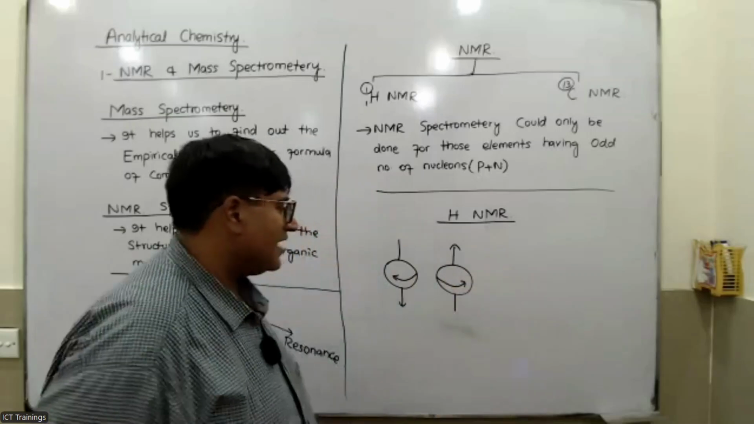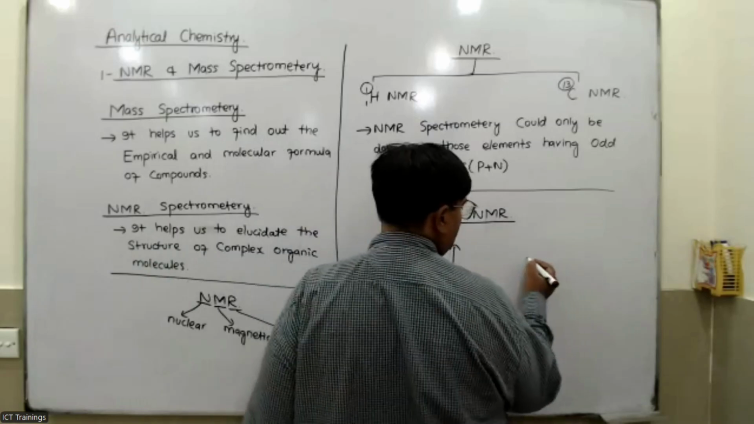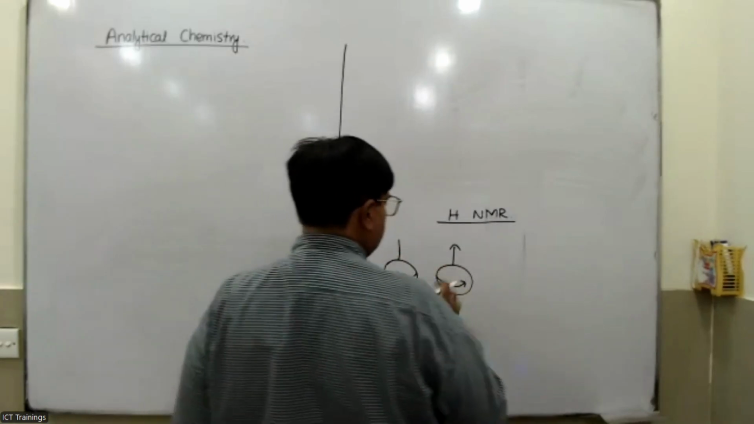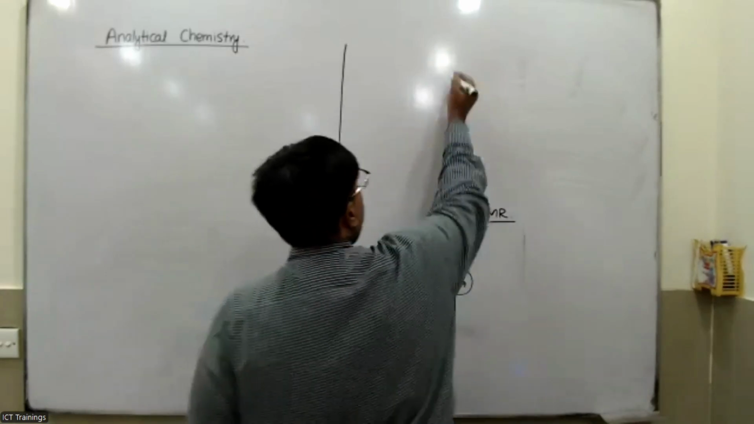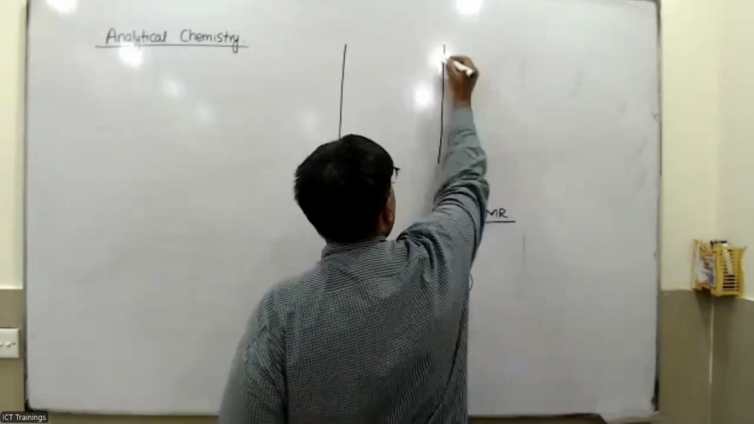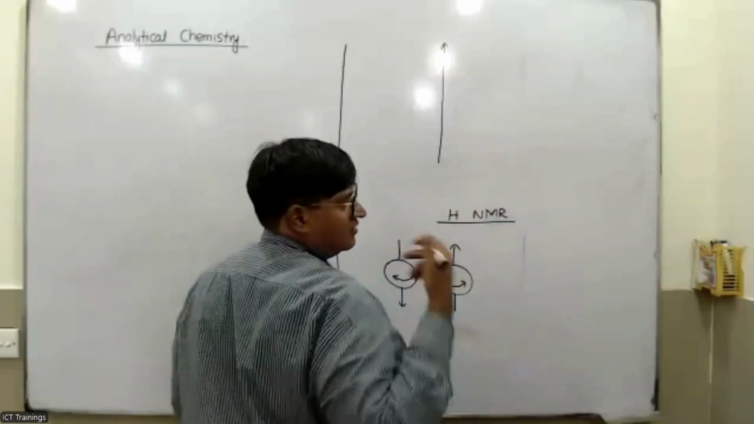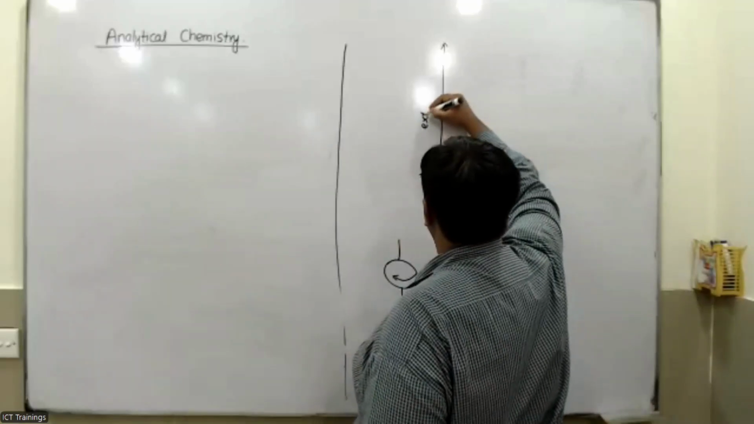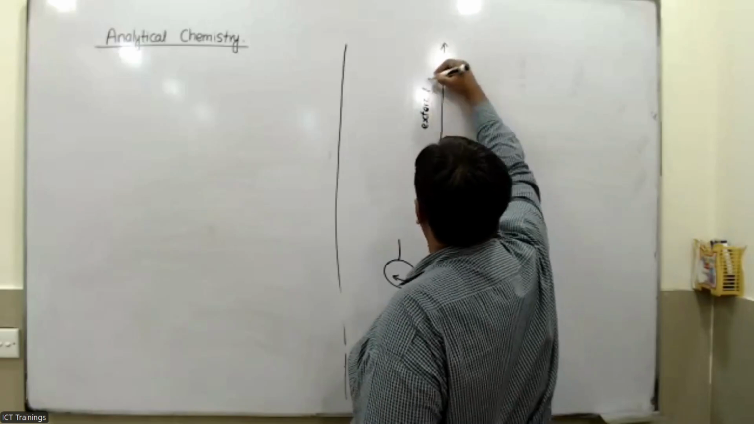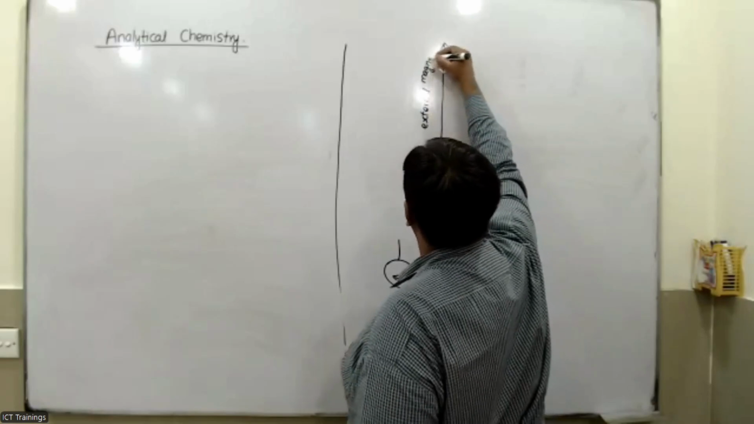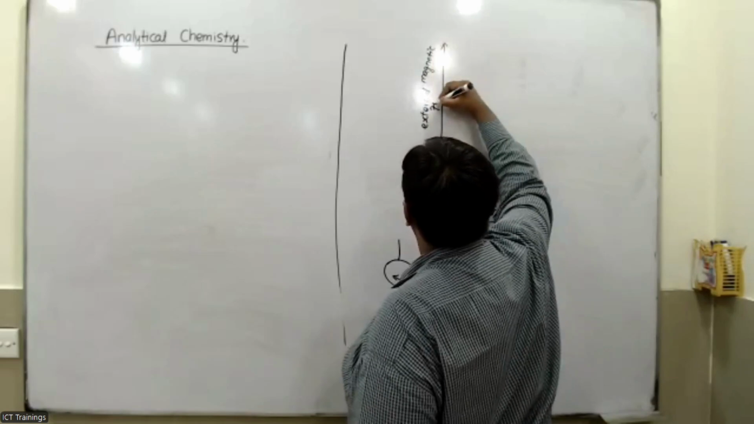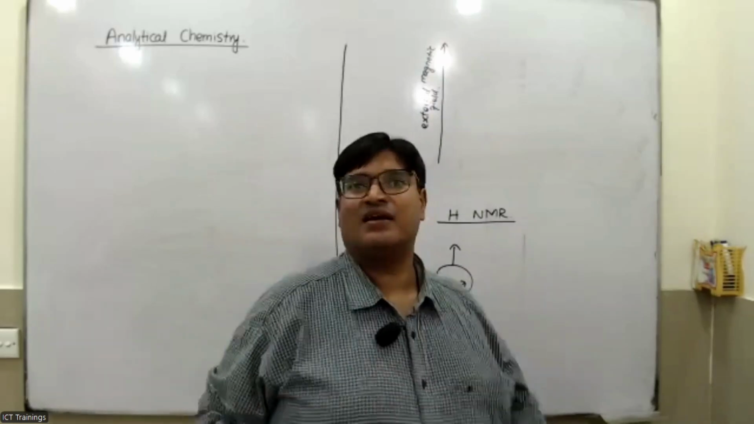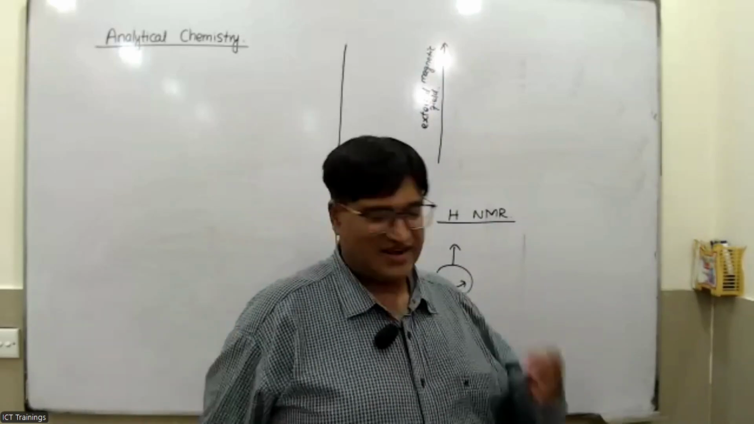But suppose you apply an external magnetic field, in the form of an electromagnet or a permanent magnet. So this is the external magnetic field. When two magnets come close together, either they are going to repel each other or they are going to attract each other.